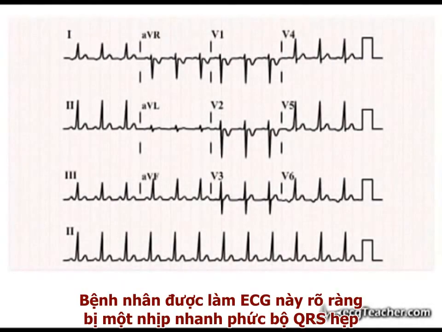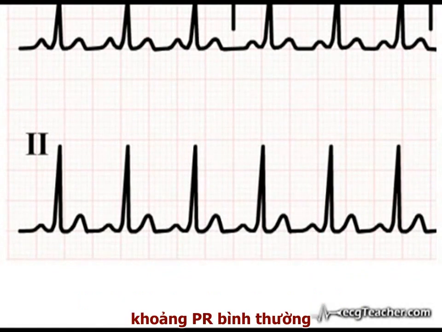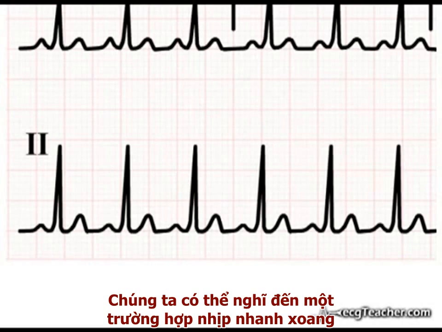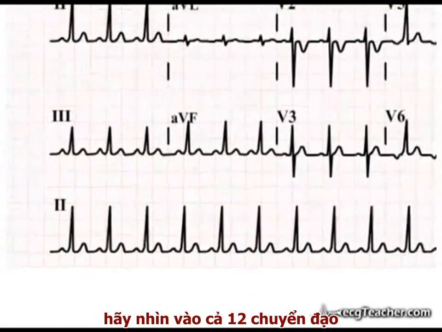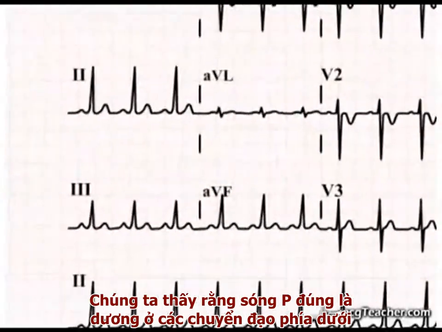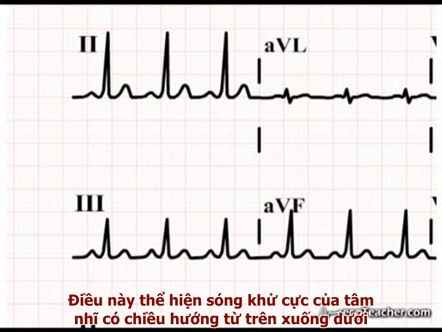The patient from whom this ECG was taken has clearly developed a narrow complex tachycardia. If we focused on the rhythm strip alone, with upright P waves and a normal PR interval, we might reasonably suspect a sinus origin for the tachycardia, but this would be incorrect. Looking at the full 12-lead ECG, we note that the P waves are indeed positive in the inferior leads, indicating that the bulk of atrial depolarization is moving downwards from its origin.